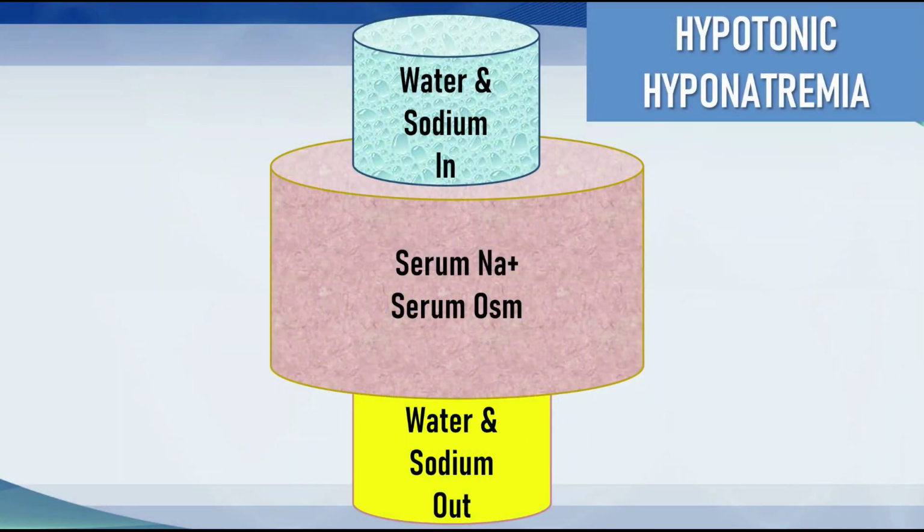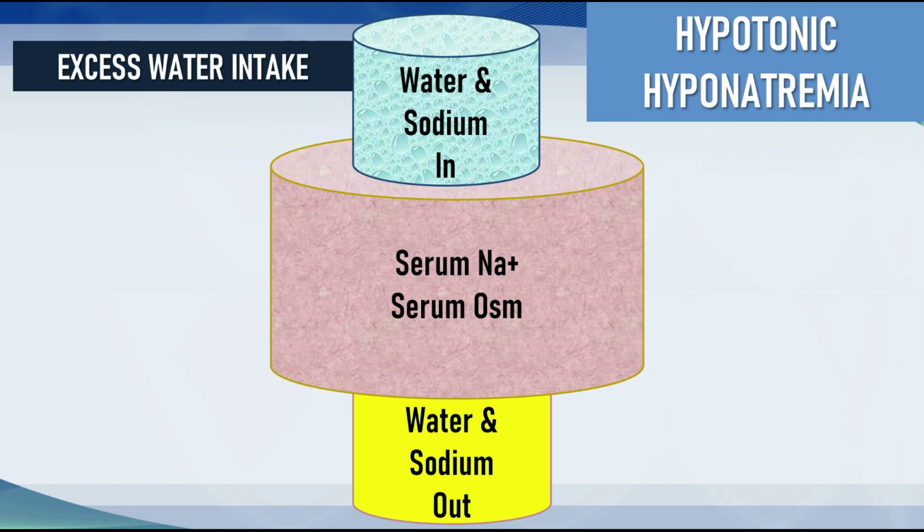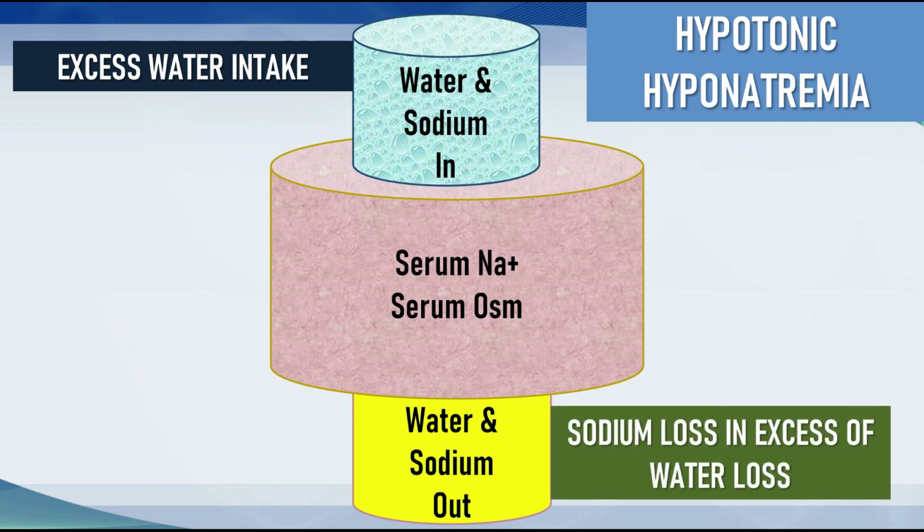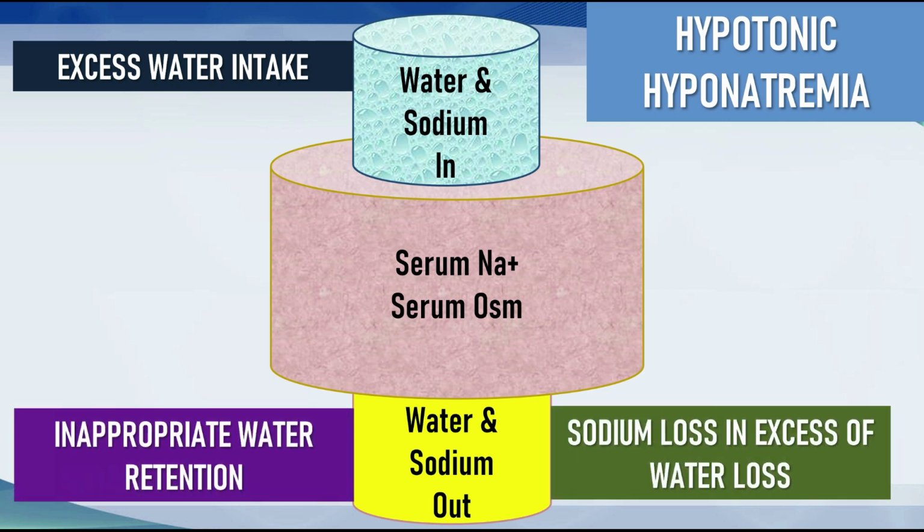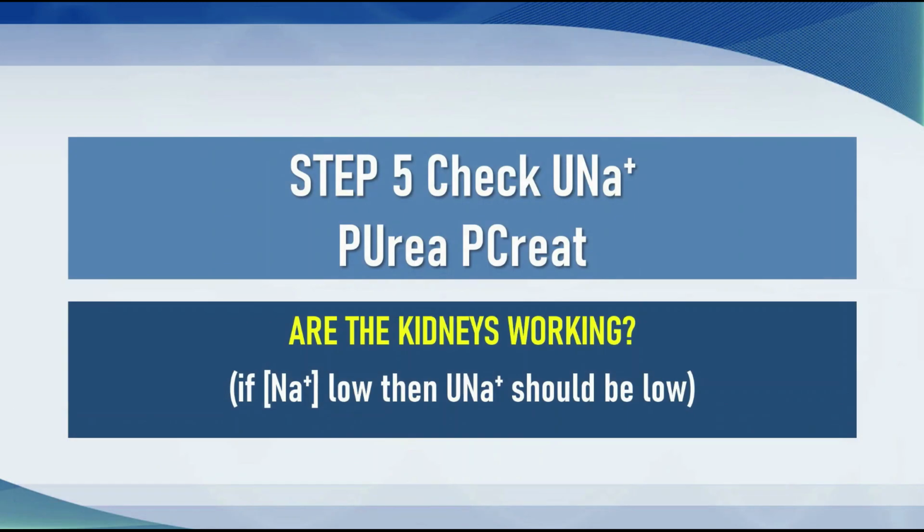But of course, something is very wrong to upset homeostasis. To me, there are only three options: too much water intake, sodium loss in excess of water loss, or inappropriate water retention. To figure this out, we need to have a look at the patient's labs.